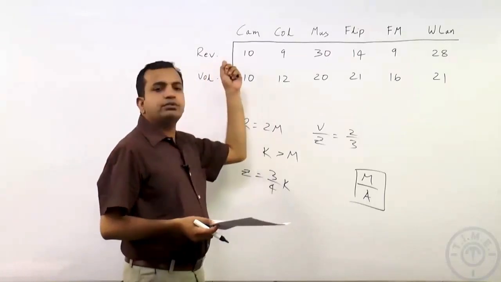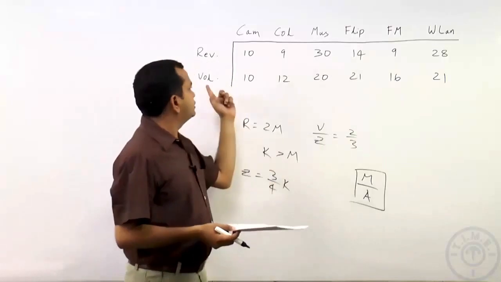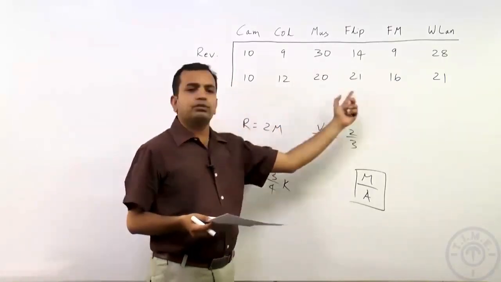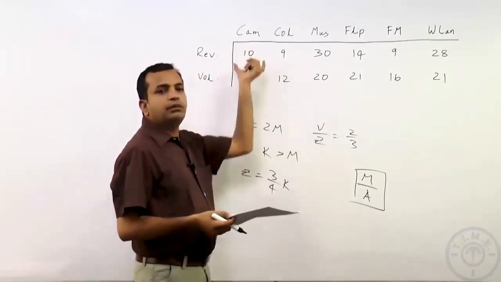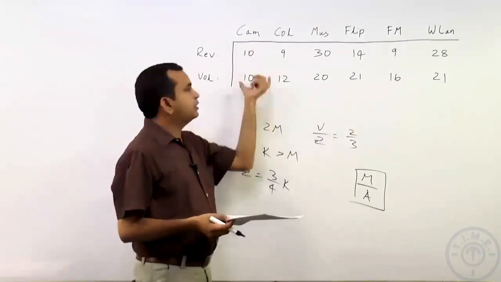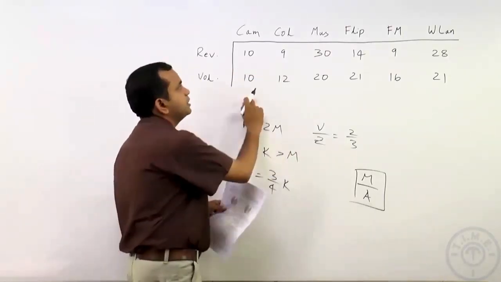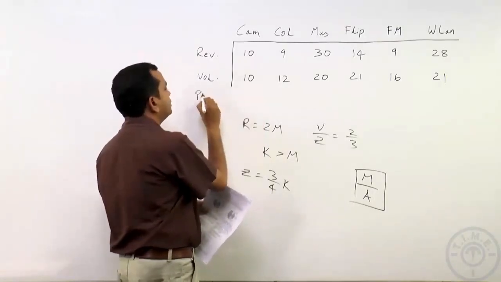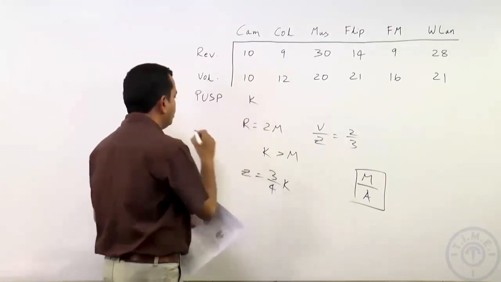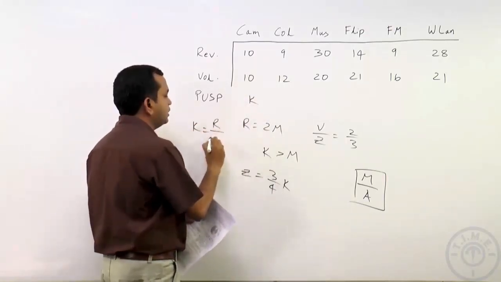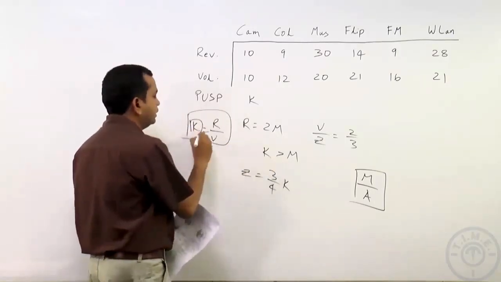So, if we assume that the revenue is R, then each of these are 10R, 9R, 30R, and so on. Similarly, the volumes will be 10V, 12V, 20V, and so on. So, the per unit selling price of each of these items will be 10R by 10V, which is R by V. Let us assume R by V is K just for the sake of discussion. So, the per unit selling price here will be K, where K is nothing but the revenue by volume. This K is different from the model K, you need to keep that in mind.